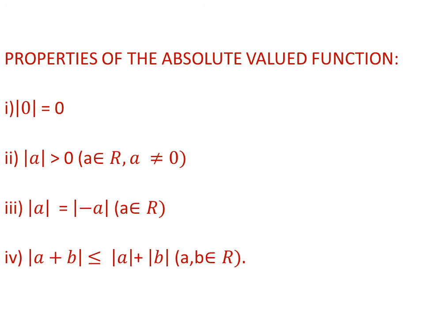Properties of the absolute value function. Modulus of 0 equals 0, and modulus of a is greater than 0, a belongs to R and a not equal to 0. Modulus of a equals modulus of minus a, a belongs to R. Next one, modulus of a plus b is less than or equal to modulus of a plus modulus of b, a, b belongs to R.